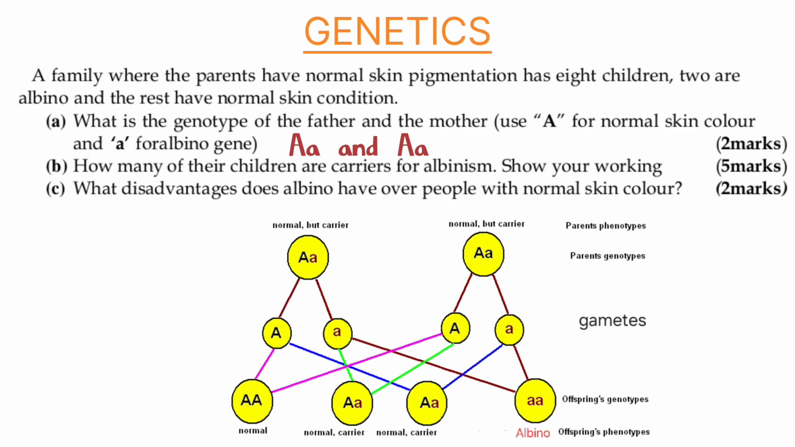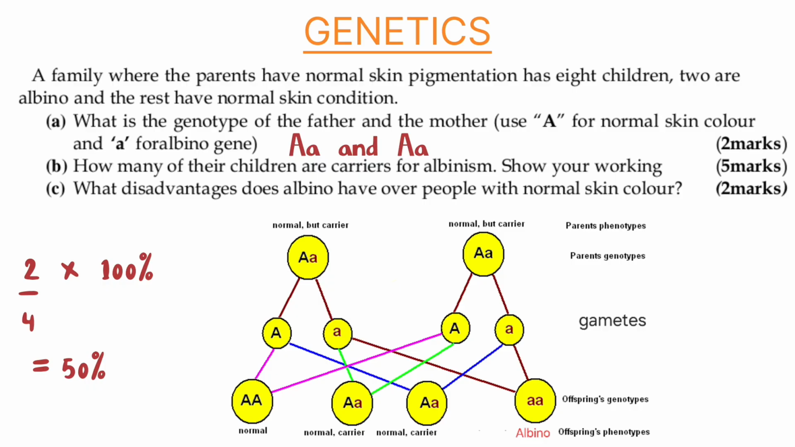So from the four possible genotypes of the children, we can see that one will be normal, two will also be normal. They will have normal skin pigmentation, but they are going to be carriers. And one will turn out to be an albino. Now the question is asking us how many will be carriers. So out of 4, we have 2 being carriers. 2 out of 4. That makes it 50%.